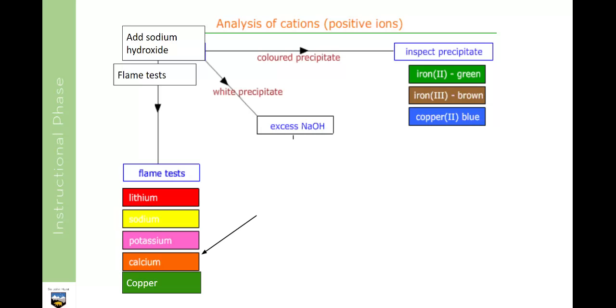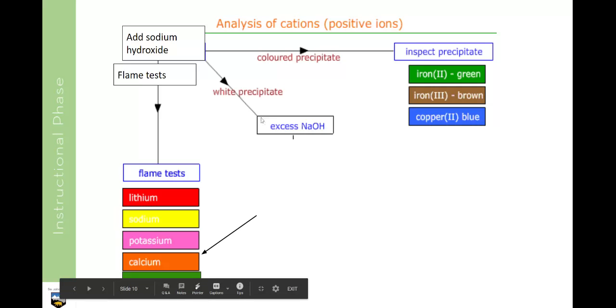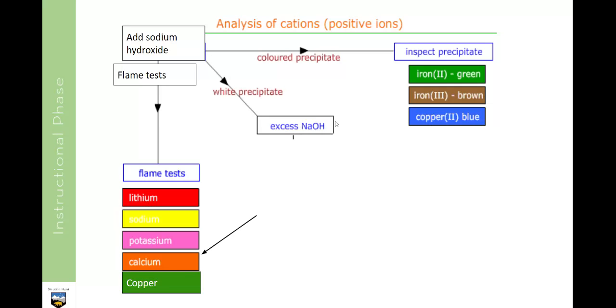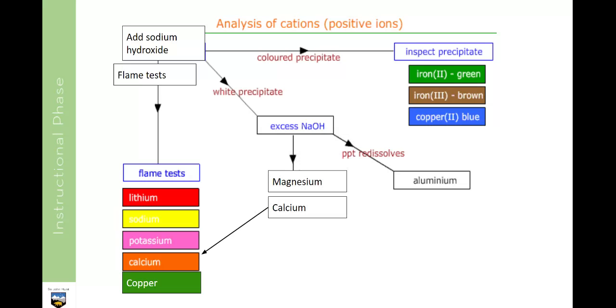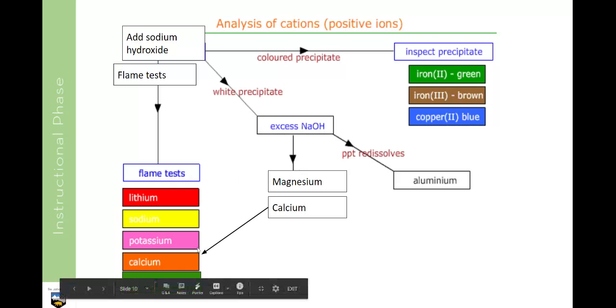Now, if our precipitate is white, we can add excess sodium hydroxide, NaOH, and remember, if that dissolves, we know it is aluminium. If it doesn't dissolve, we know it must be magnesium or calcium, and then we need to do a flame test to distinguish between the two.